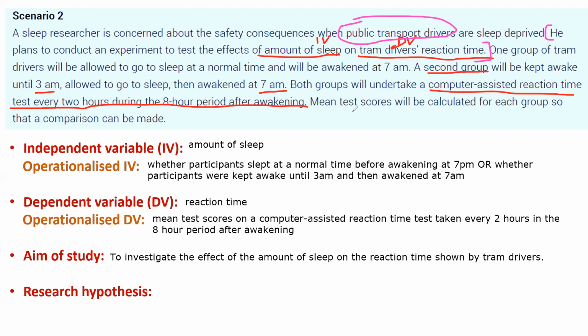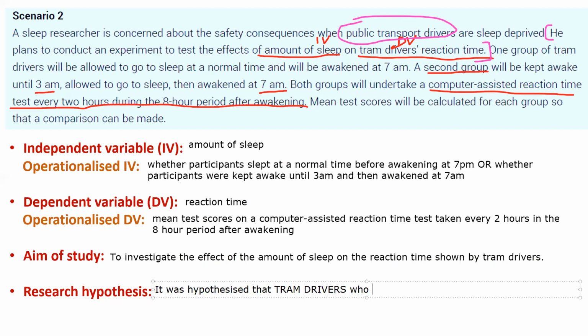Okay, so now that we're looking at the research hypothesis, what we're going to be writing for this is, start with the 4 words. It was hypothesized that. Okay, and then we put in our population, so tram drivers. And then we explain what happened to the tram drivers, what conditions did they go through. Okay, so tram drivers who, let's see, one group of tram drivers.